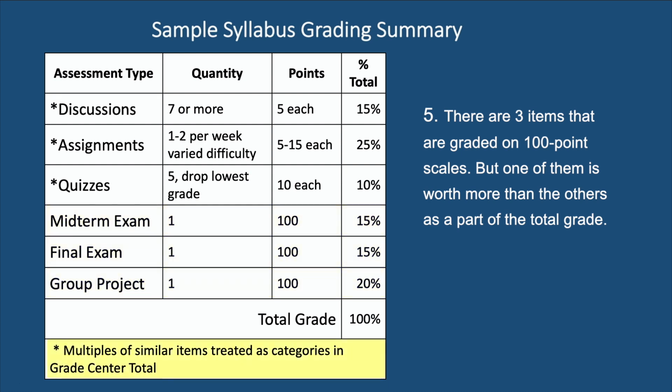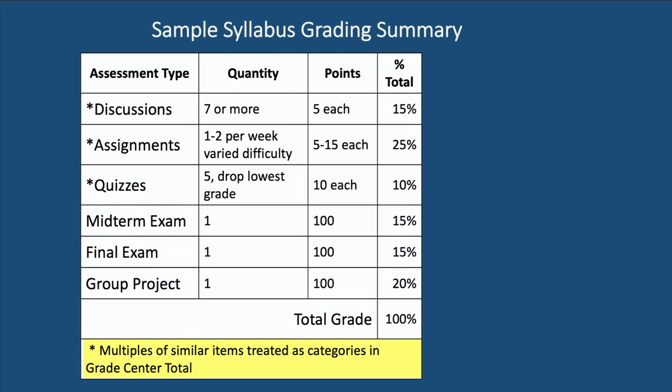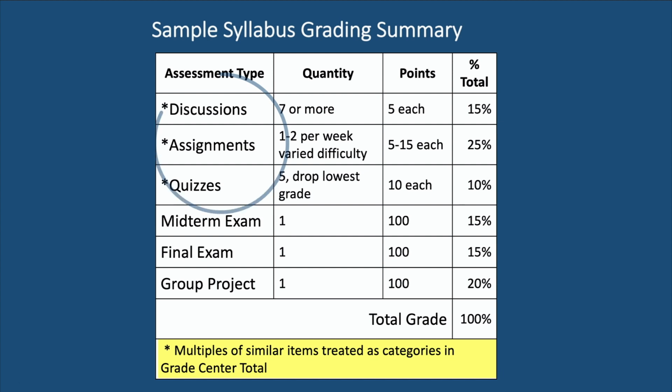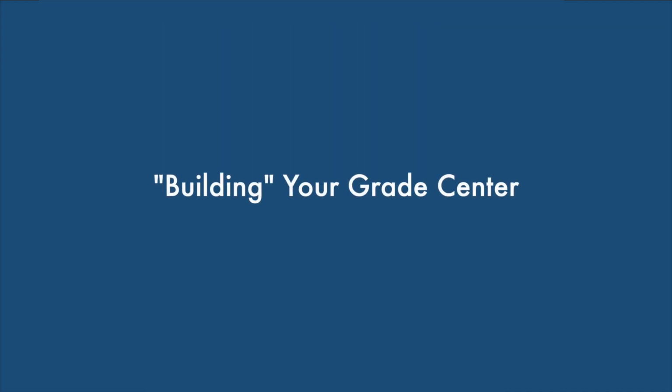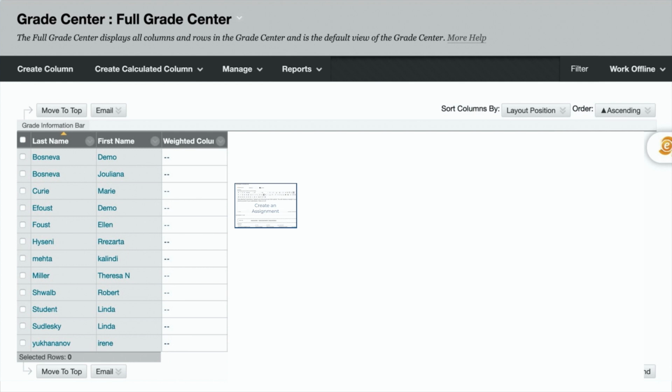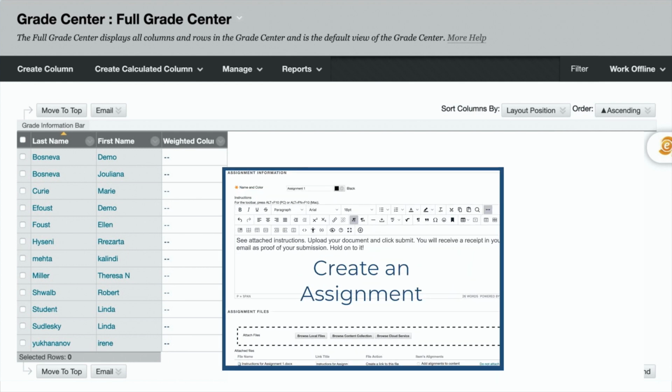You will notice that some items within the grading summary are represented as categories, while others are one of a kind. This is important when setting up your Blackboard Grade Center and will require you to use a weighted total grade in order to accurately represent your grading policy. Turning for a moment from the syllabus to Blackboard, I want to make one point that is key to your successful use of the Blackboard Grade Center.